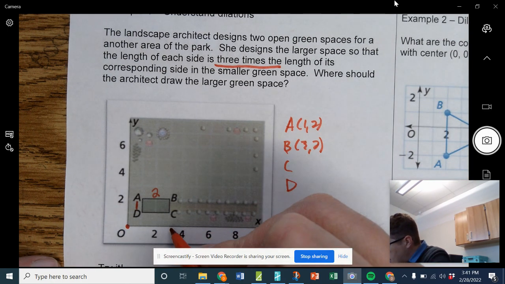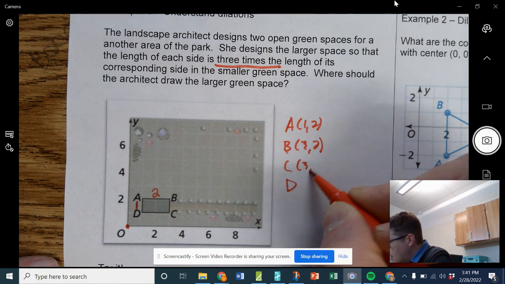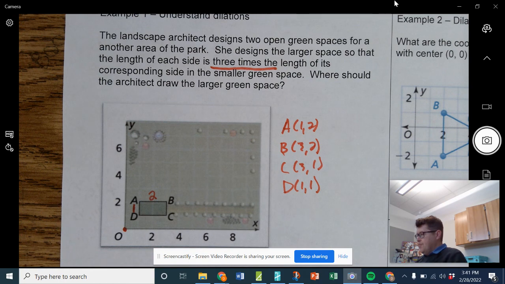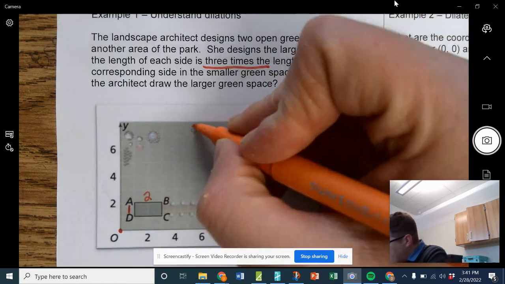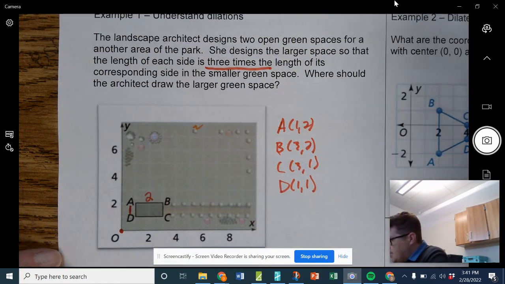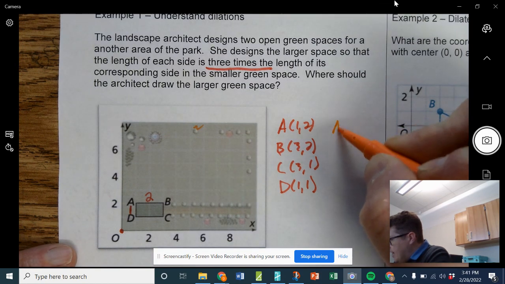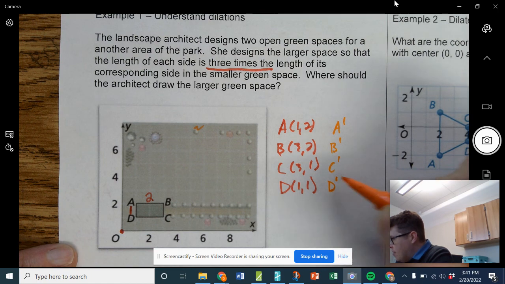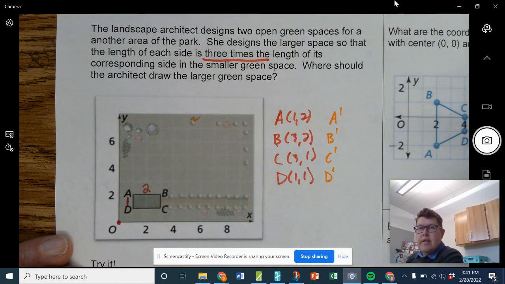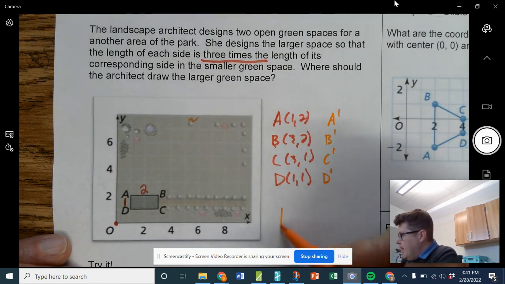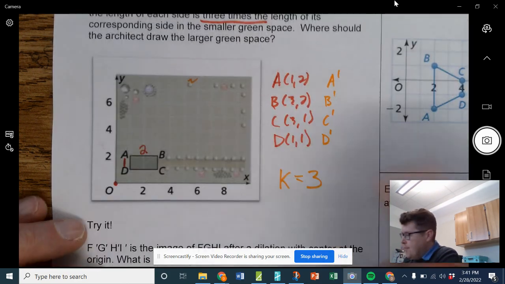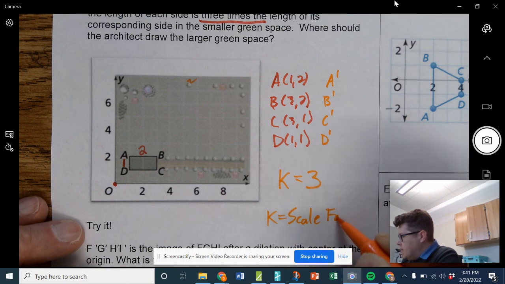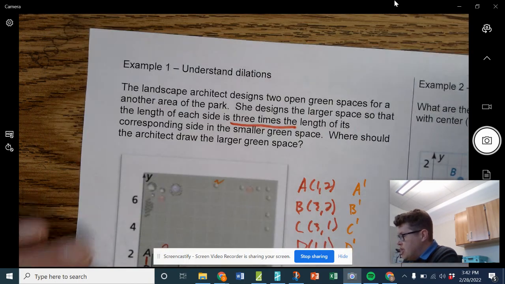C is at 3, 1. And D is at 1, 1. So the idea is we're going to take each one and multiply it by how much bigger we want it, right? So we're going to be multiplying by 3. Now the variable we use for that amount is k, and k stands for scale factor. Okay, so the scale factor of this dilation, right?